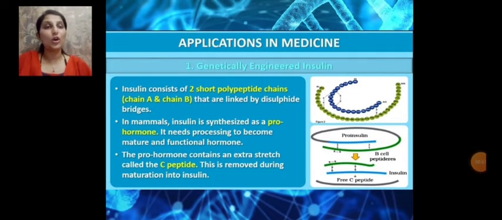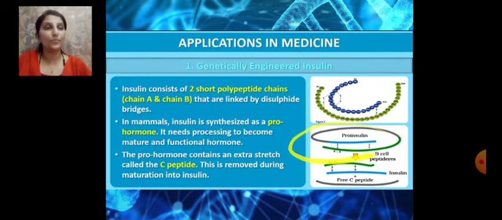The two short polypeptide chains are chain A and chain B, and they are linked together by means of disulfide bridges. In mammals, insulin is synthesized as a prohormone, an inactive hormone. This prohormone needs processing to become a mature and functional hormone.